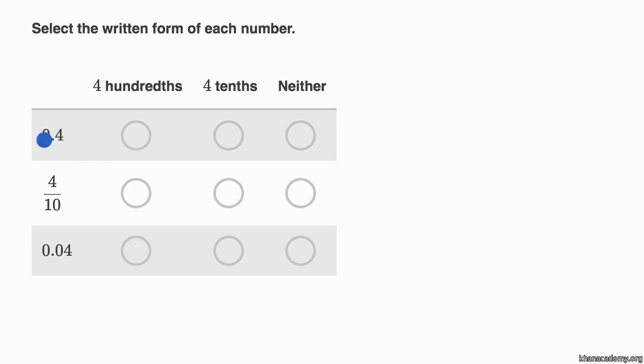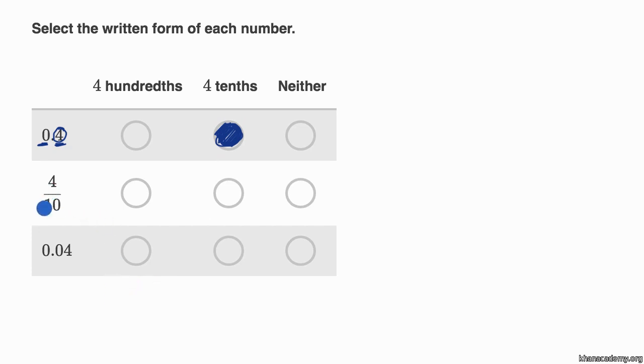Okay, so this first number right over here, we have no ones. And then as we go one space to the right of the decimal, this is the tenths place. And it's clear we have 4 of those tenths. So this right over here is 4/10ths. So that is this choice right here. So I'll shade it in. If you're doing this on Khan Academy, you would just click there and it would fill in.